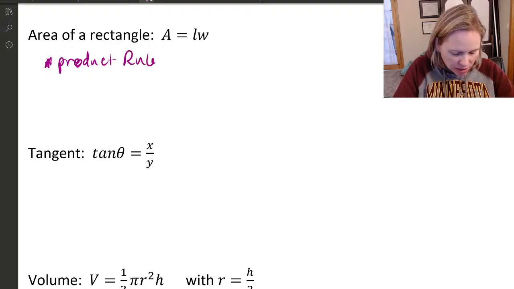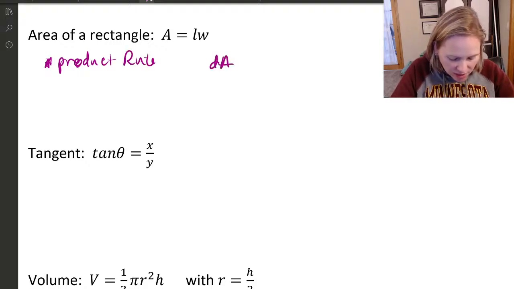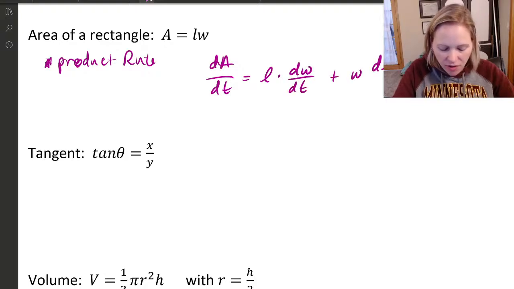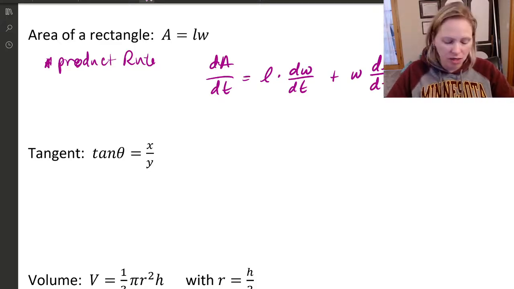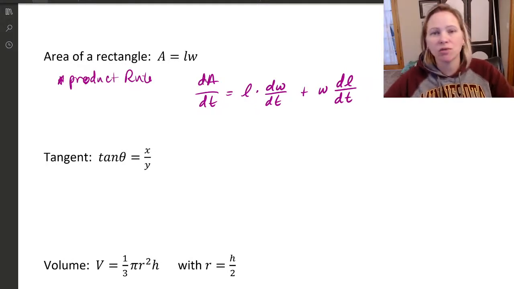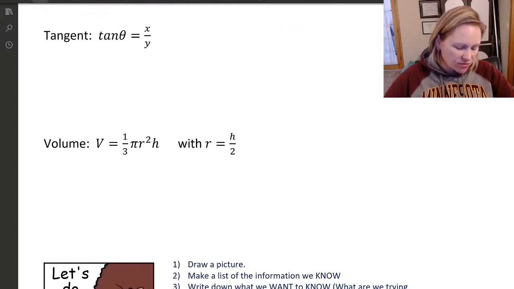And it'll look a little bit like this. We'll have dA/dt equals, now we're going to do the first, which is L times the derivative of the second, dW/dt, plus the second times the derivative of the first, dL/dt. So the product rule still applies. Even when we're doing differentiation with respect to time, we're still going to apply that product rule. Let's keep going. The derivative of tangent.